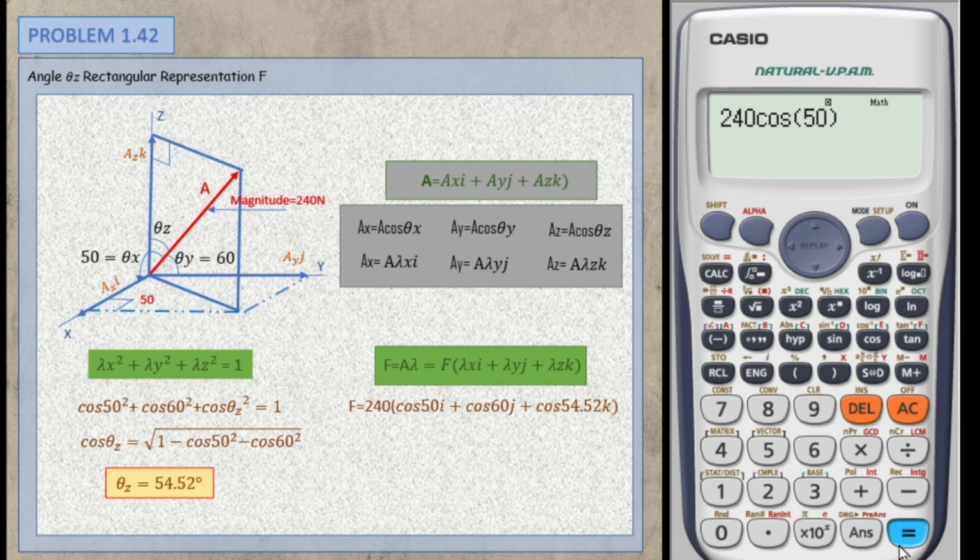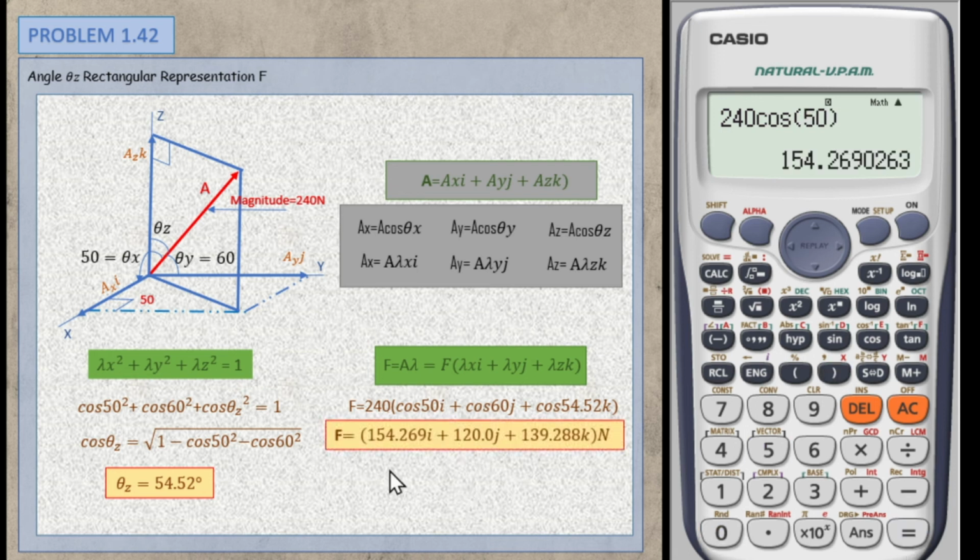Cosine 50 gives 154.27 i, then cosine 60 gives 120 j, and cosine 54.52 gives 139.288 k Newton. So we already have our answer on problem 1.42. Again guys, this formula is applicable if our angles are given in the figure as measured from here to here, from here to here, and from here to here. So it depends on this kind of figure.